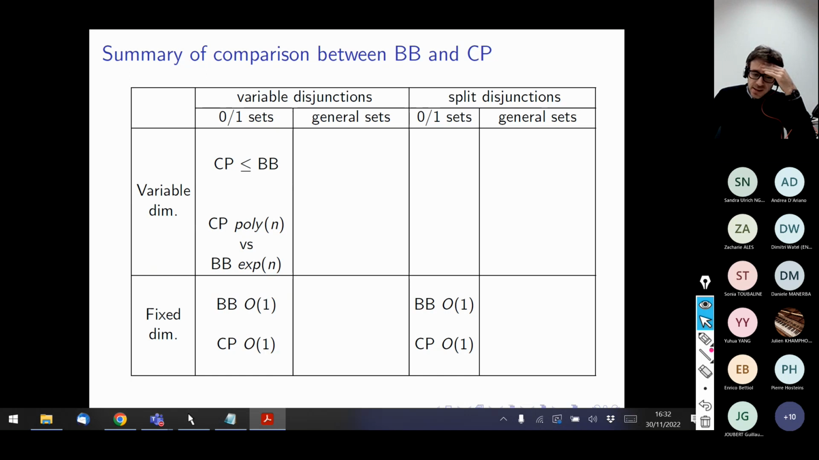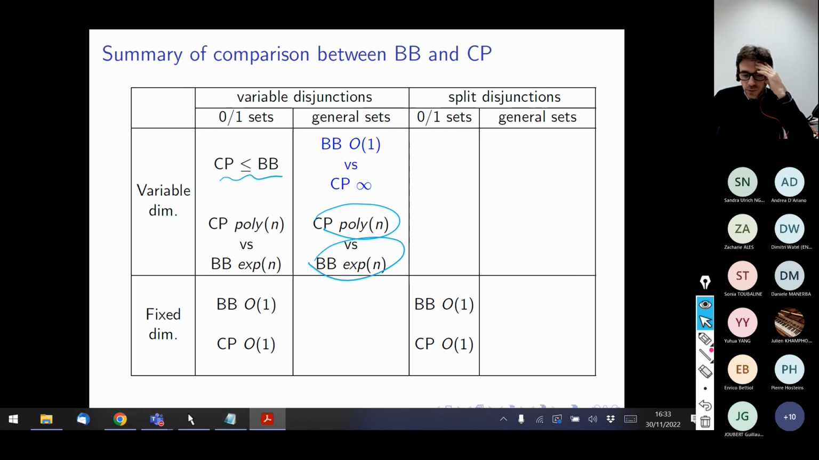Now, this example in the 0, 1 case also works in the case of general sets. Of course, when I have an example in the 0, 1 case, it can also be seen as an example of a general set. So also in general, with variable disjunction, for general sets cutting plane can be much better than branch and bound. Is it still true that cutting plane is always better than branch and bound? Well, the answer is no. Actually, there are also examples, if you go to general sets, in which branch and bound is extremely better than cutting plane. So when you move away from the 0, 1 setting, this sort of dominance that cutting plane has with respect to branch and bound completely disappears. You can have examples of both types. One can dominate the other.